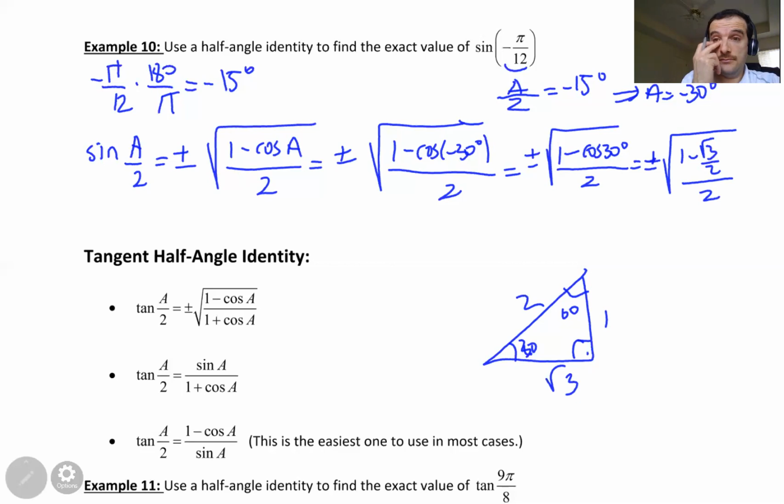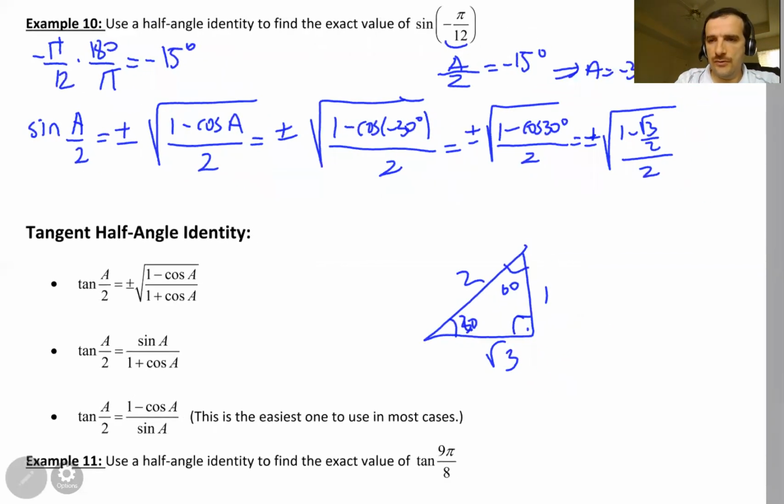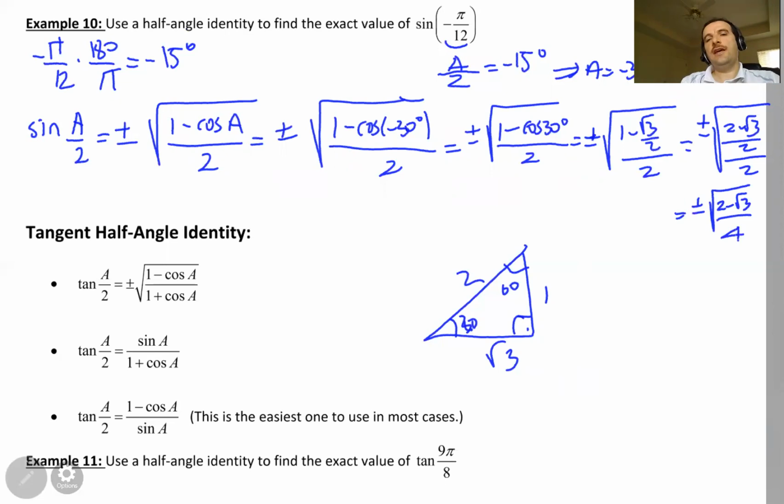Okay. So what's that equal to? If I have the common denominator here, plus or minus, I should multiply 2 over 2 here, right? 2 minus root 3 over 2, over 2. And if I flip the bottom part, I will get plus or minus root of 2 minus root 3 over 4. Okay. So sine of negative 15 is plus or minus root of 2 minus root 3 over 4.